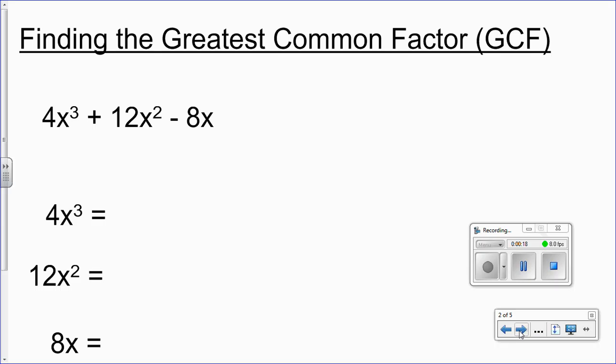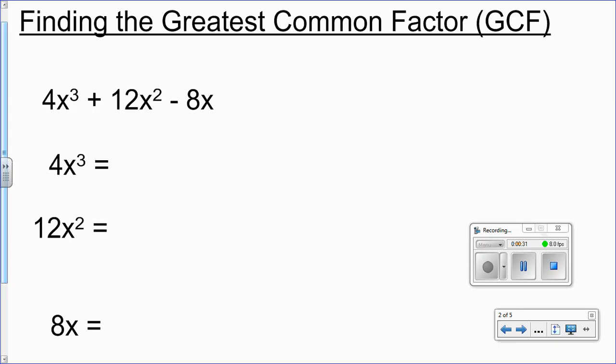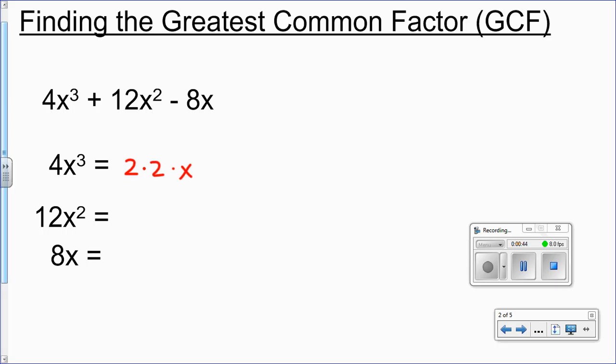Okay, so let's first just talk about the greatest common factor. So if I have 4x cubed, 12x squared, and negative 8x, I put all the terms down here, and we're going to write out their factors. So 4 is 2 times 2, because we want to do prime factors. And x cubed is x times x times x.